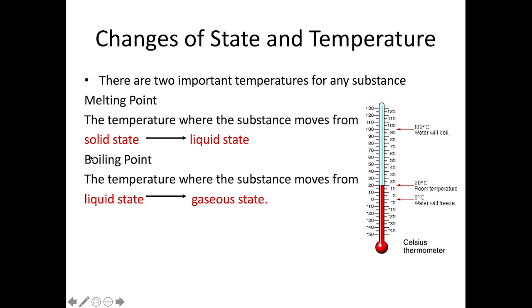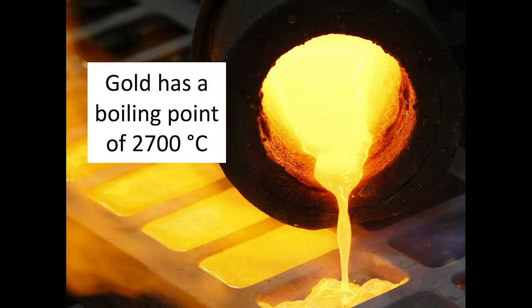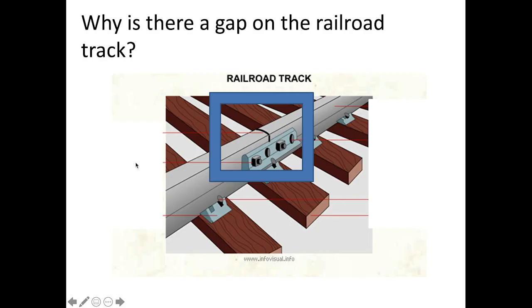What's really interesting about this is most people think of melting point and boiling point when they think of water, but all chemicals and all types of matter have a boiling point. For example, gold's boiling point: if I wanted to make myself a fancy gold brick and melt down the gold, I would have to get it to 2700 degrees Celsius to melt it. Or to boil it. Yes, to boil it. Not to melt it.